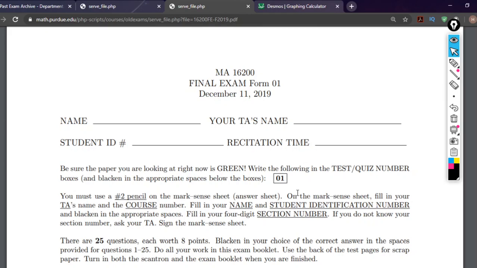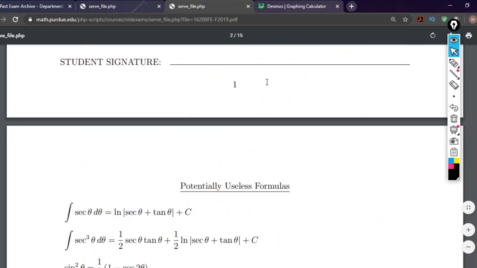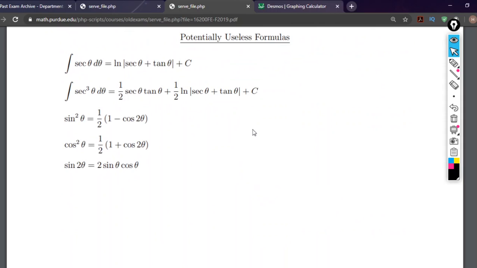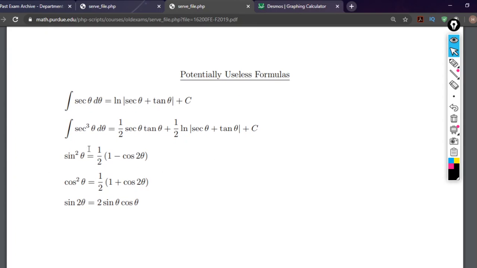Hey everyone, today I'm going to go through the first part of the 162 final exam for fall 2019. So that will be question 1 to question 10, since there's 20 questions. First, potentially useless formulas. These will come in handy from time to time. Especially there are some questions where the half angle formula here is pretty useful.